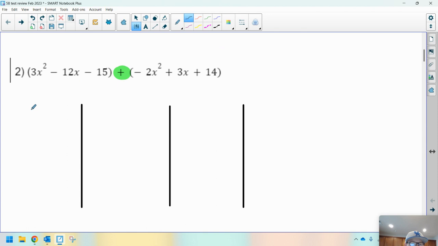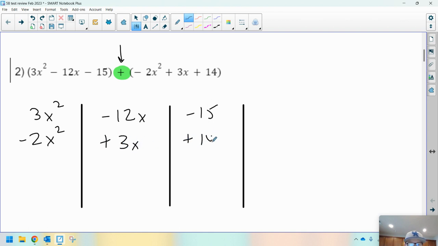In this case, across the top, nothing changes in the first and nothing changes in the second either because we are doing addition now. So 3x squared minus 12x minus 15. And just like you see them in the second parentheses, we put them in the columns. Negative 2x squared, this is the x squared column, plus 3x, and then plus 14. And we're going to add them up.